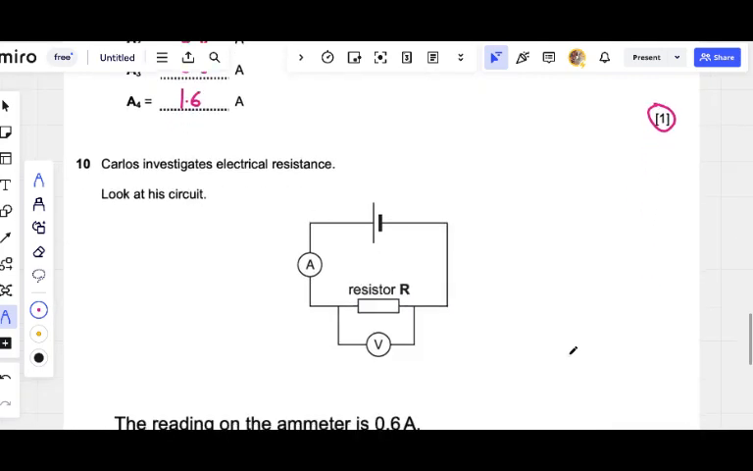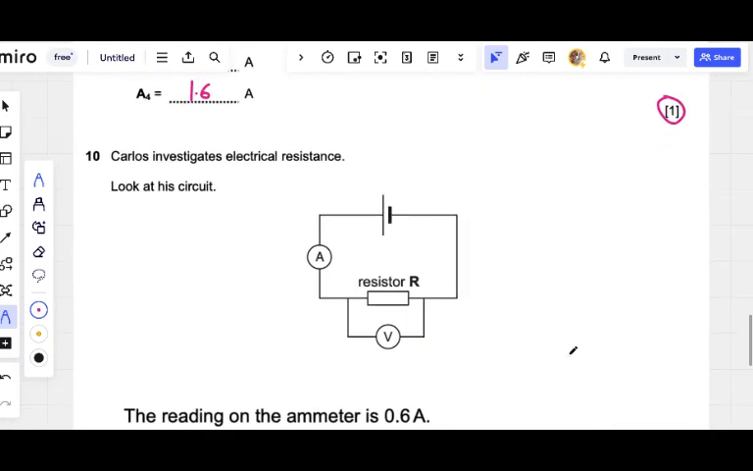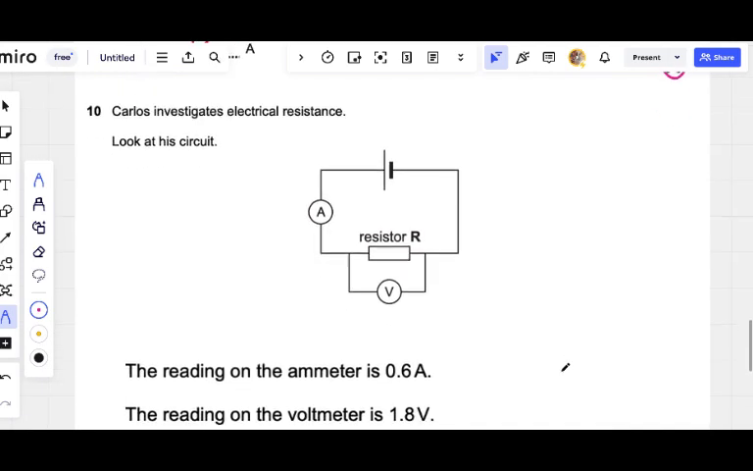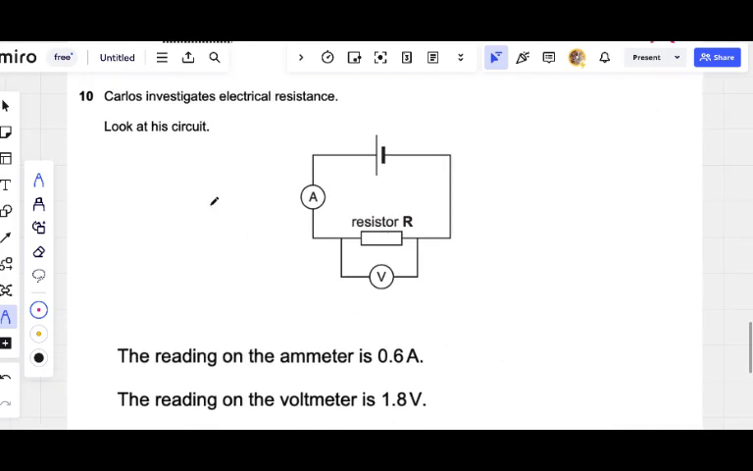Now question 10. Question 10 says, Carlos investigates electrical resistance. Look at his circuit. You know electrical resistance?